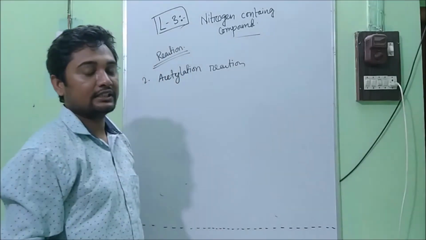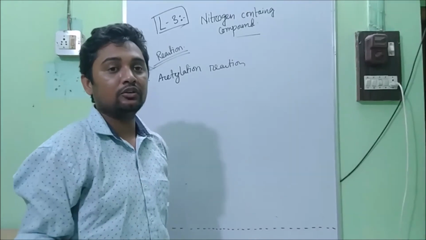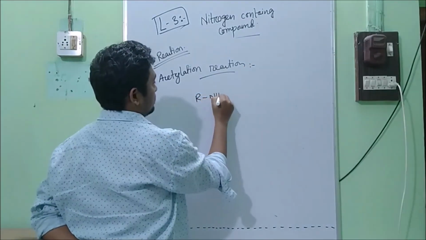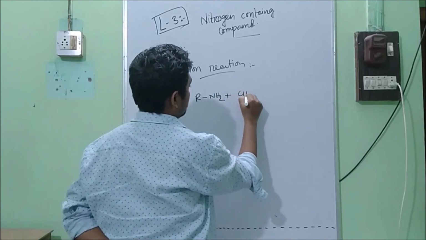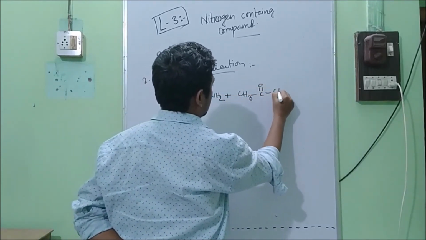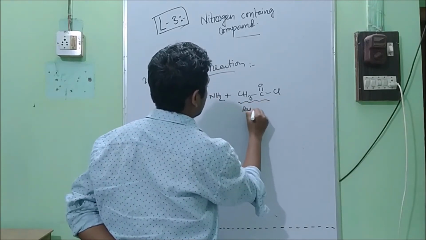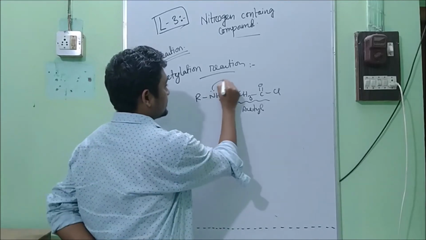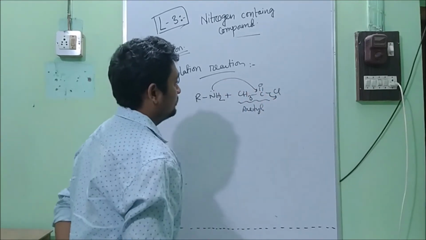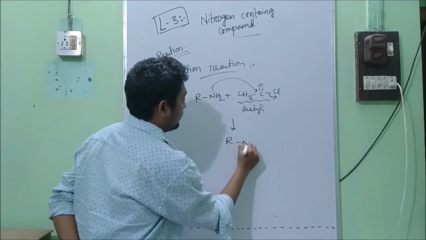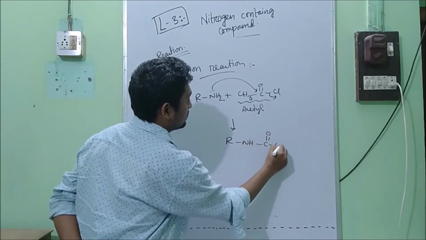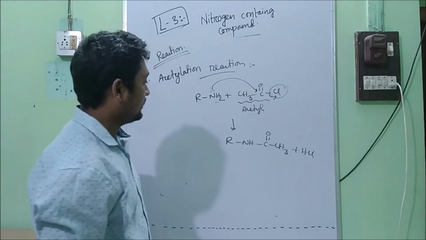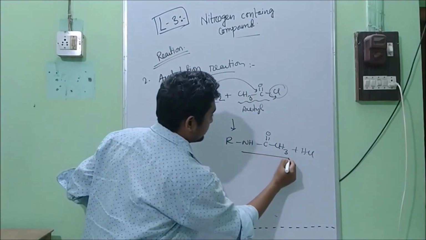Next one is the acetylation reaction. That means you can introduce an acetyl group into the amine compounds. How? This is the acetyl group. Now you can introduce this acetyl group, and you get RNHCOCH3 plus HCl. It will take H from here. So this is acetylation.